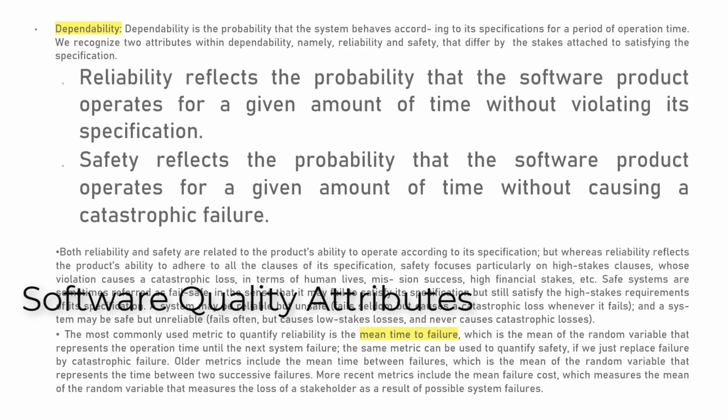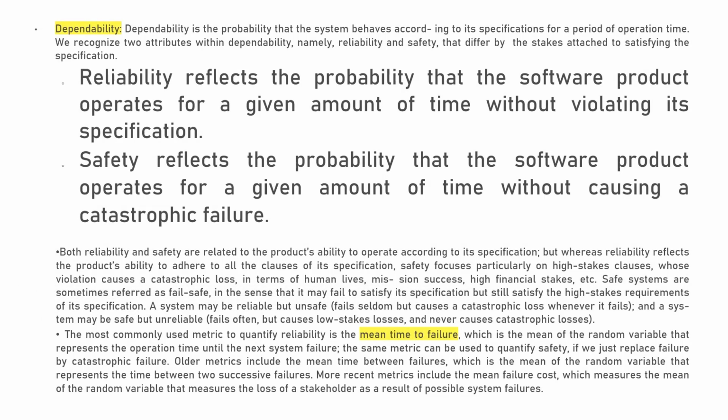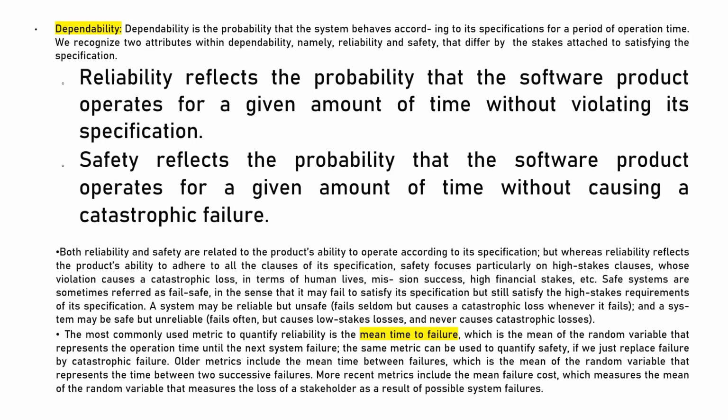Dependability. Dependability is the probability that the system behaves according to its specifications for a period of operation time. We recognize 2 attributes within dependability, namely, reliability and safety, that differ by the stakes attached to satisfying the specification. Reliability reflects the probability that the software product operates for a given amount of time without violating its specification. Safety reflects the probability that the software product operates for a given amount of time without causing a catastrophic failure.